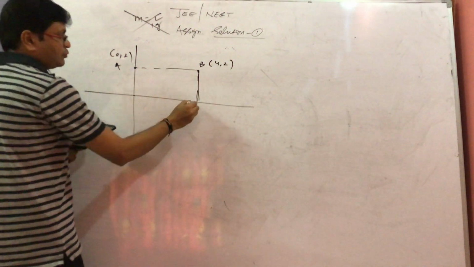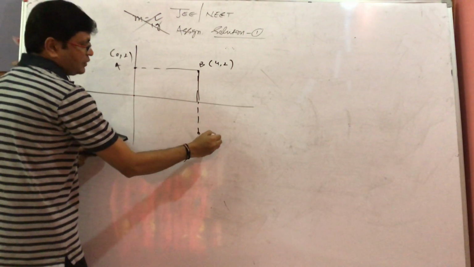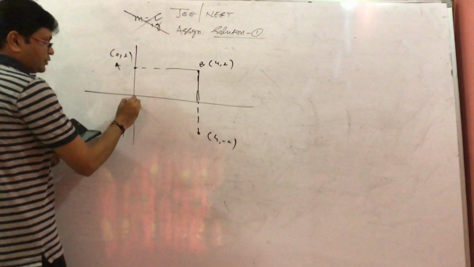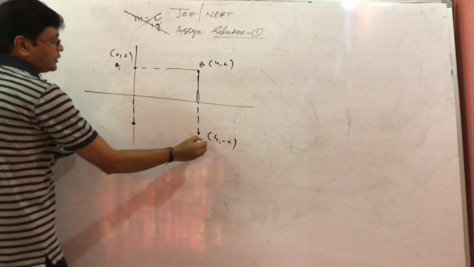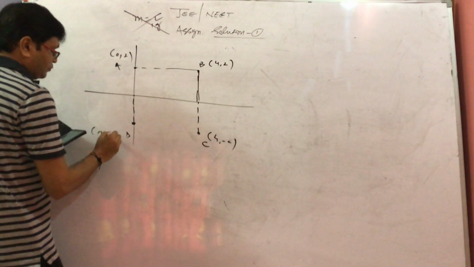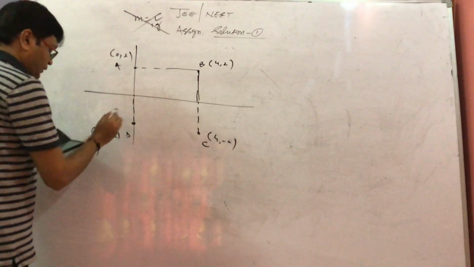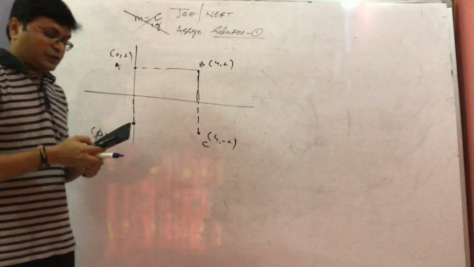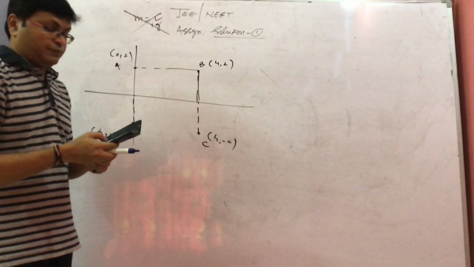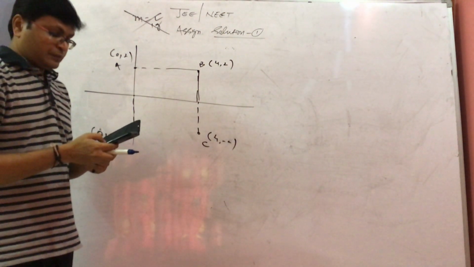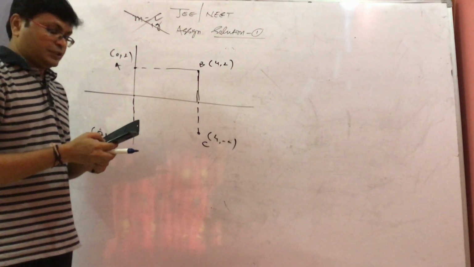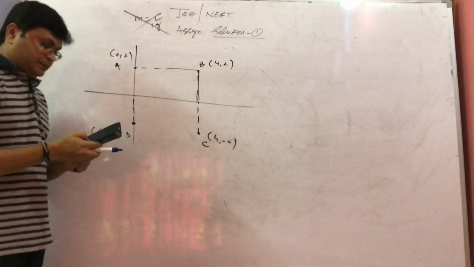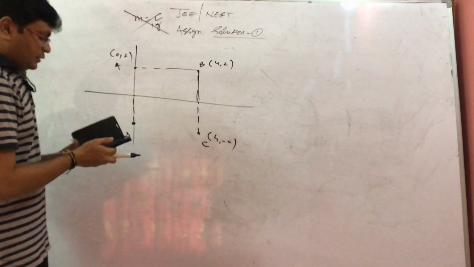Then 4, minus 2. So this is C at 4, minus 2. And there is D at 0, minus 2. Okay. Now your question: the work required to put a fifth charge capital Q at the origin of the coordinate system will be blank. So here 4 charges are given and we have to calculate the work done.